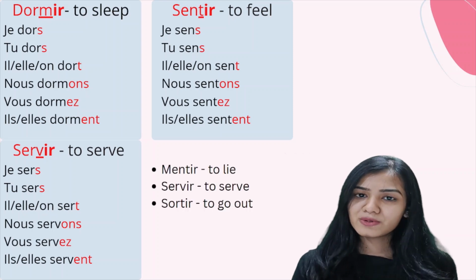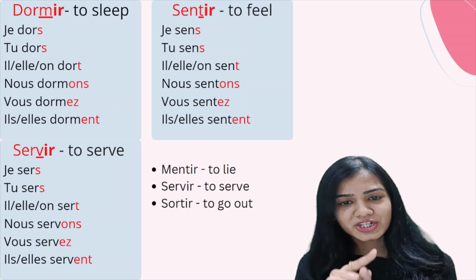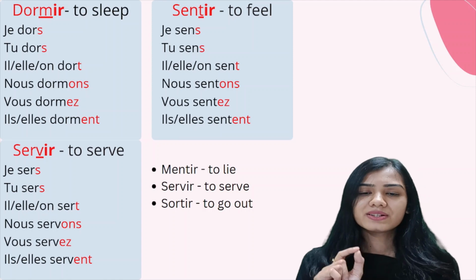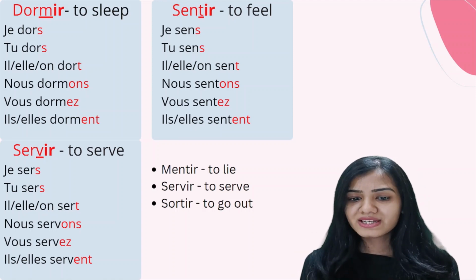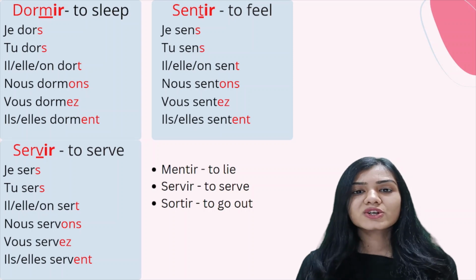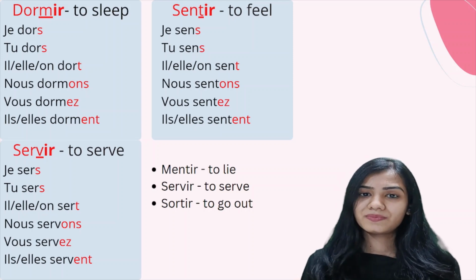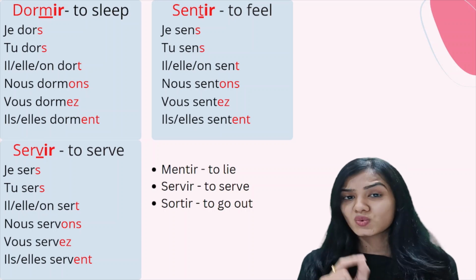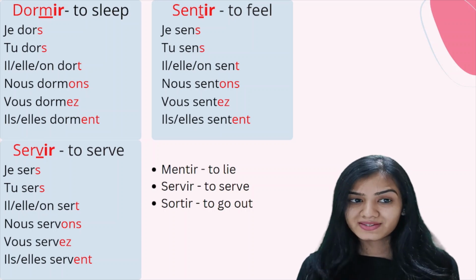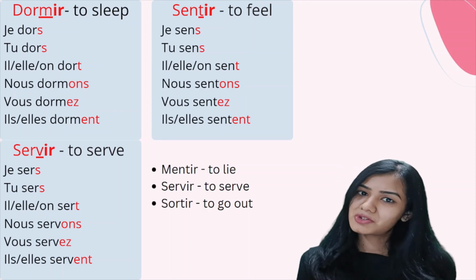Here are a few more verbs which are going to be conjugated just in the same way. These verbs are mentir, to lie, servir, to serve, and sortir, to go out. Remember to memorize the verb sortir. It's one of the most common French verbs. And also dormir, to sleep.